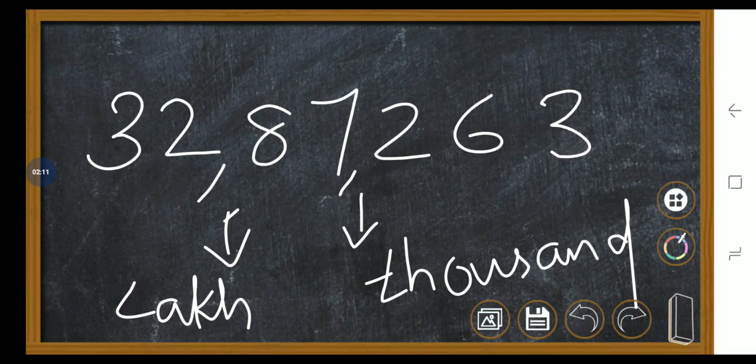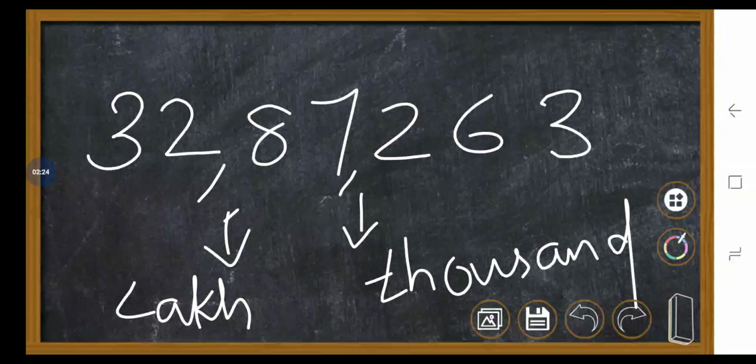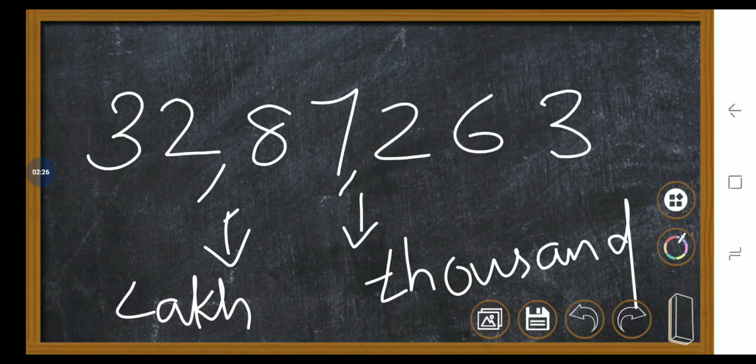So start reading: 32 lakh. When you reach the comma, say lakh. 32 lakh 87,263. So what is the area of our country? 32 lakh 87,263. Clear? Okay.